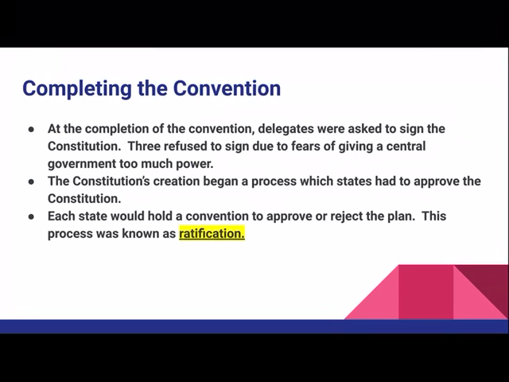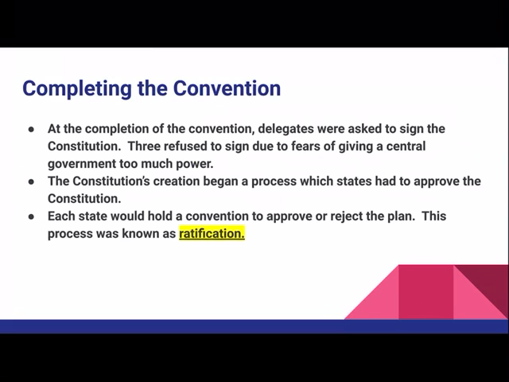I'm going to go ahead and continue with the last little bit of our notes here. So, at the completion of the convention, delegates were asked to sign the Constitution. Three refused to sign due to fears of giving a central government too much power. Again, they were still fearful that this gave the central government too much power, because they still wanted states to be able to have their individual power. Because remember, they were still very loyal to their states.